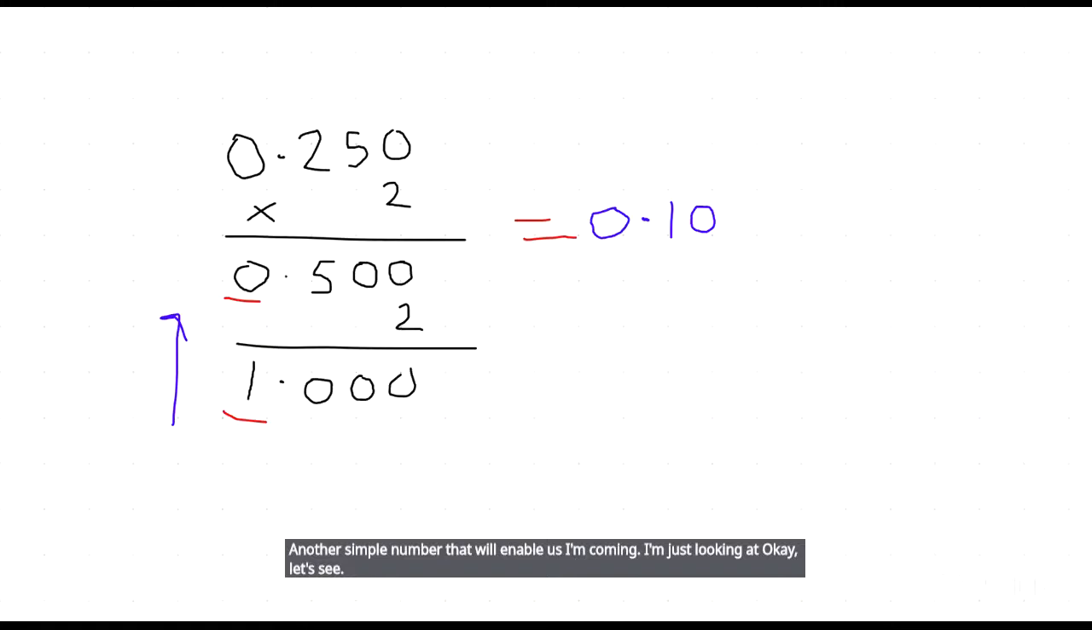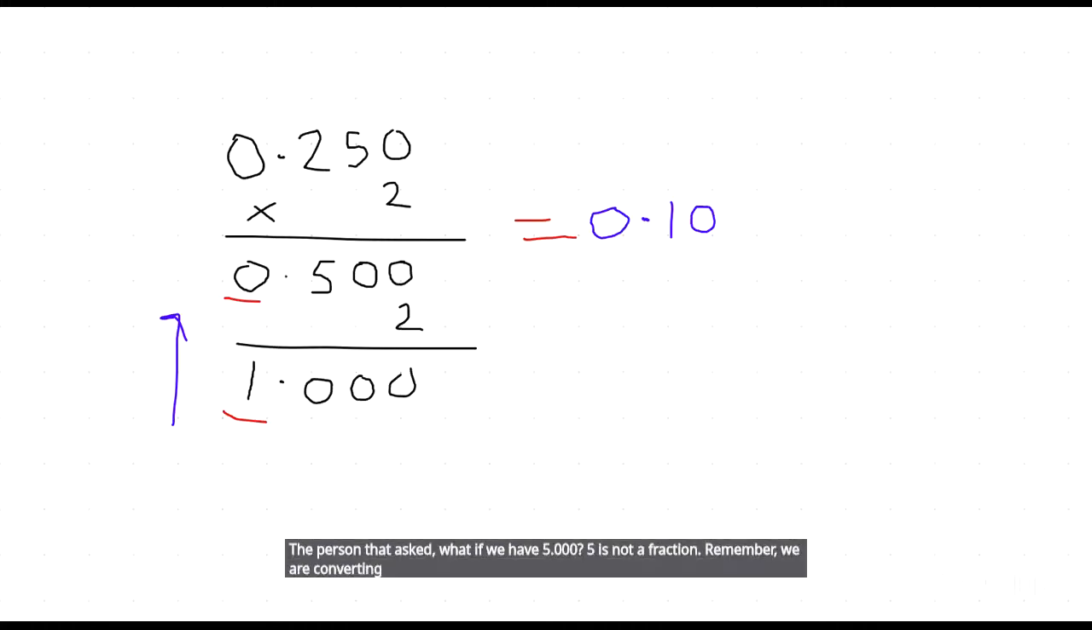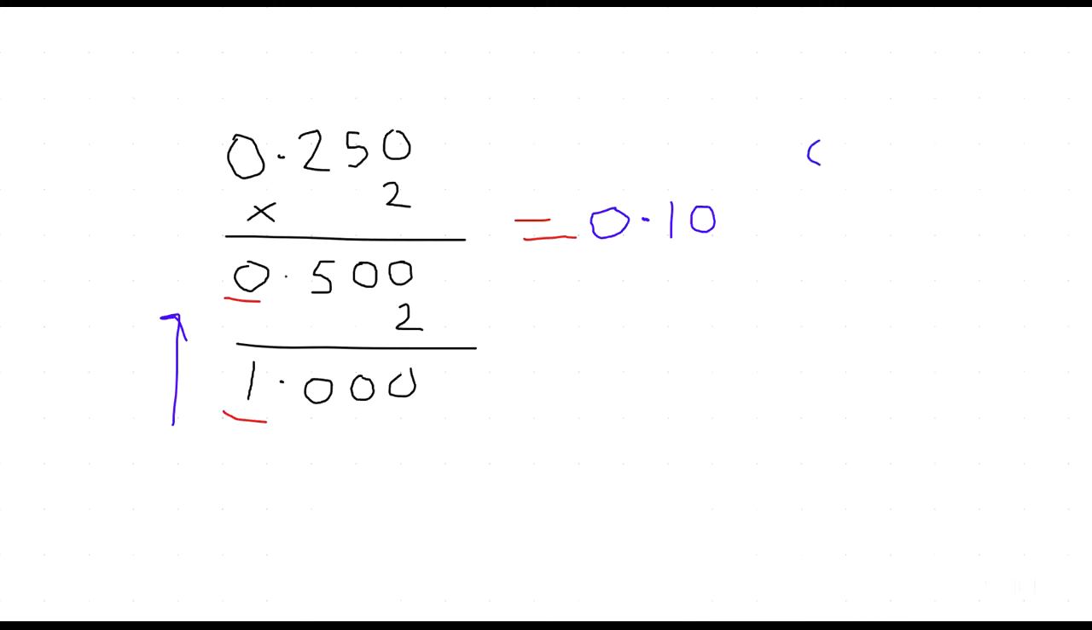the person that asked, what if we have 5.000? 5 is not a fraction. Remember, we are converting decimal fraction to binary fraction. 5 is not a fraction. So let's just do one more. I'm writing on the right side of the screen, 0.125. Convert this decimal number to binary number.